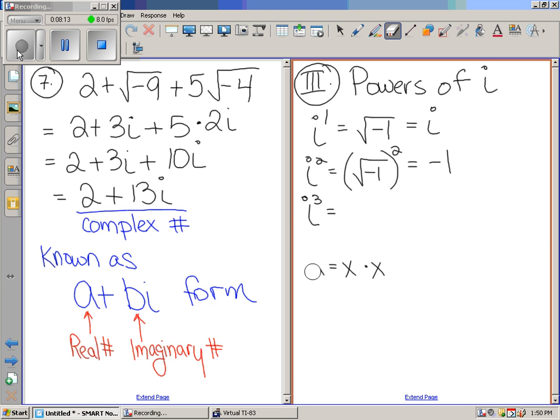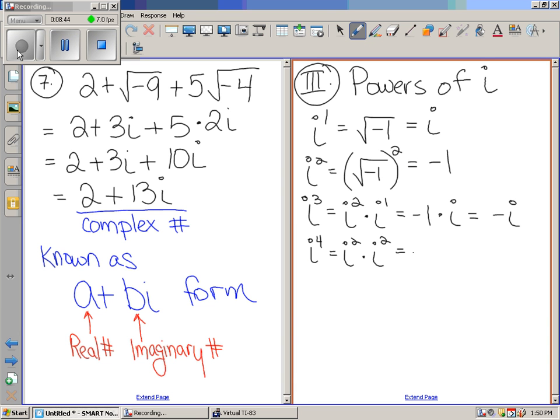Okay, so hold on a minute. That's the idea that's being used here, right? i to the third, that's the same thing as saying i squared times i to the first. How much is i squared worth? How much is i to the first worth? So i cubed is really just -i. And a pattern starts to emerge. i to the fourth. i to the fourth is i squared times i squared. How much is i squared? So what's -1 times -1? Okay, 1. And it's at this point I want to stop right here.